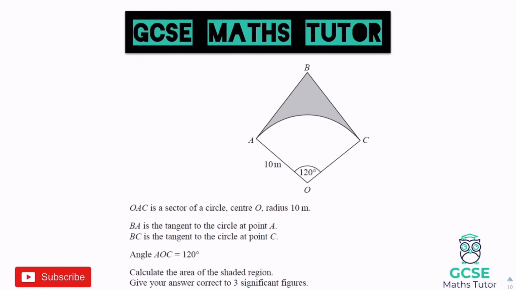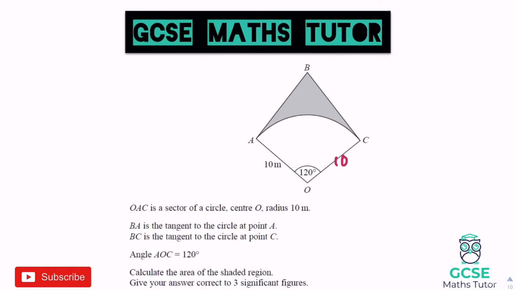Right, okay, so this is also one of the hardest questions that I've seen on this particular topic as well. It says OAC is a sector of a circle. Okay, which we've got there, we can see that sector. And it says that has a radius of 10, that's given to us. There we go, on the diagram, this is also 10 then, we can put that on. BA is a tangent to the circle.